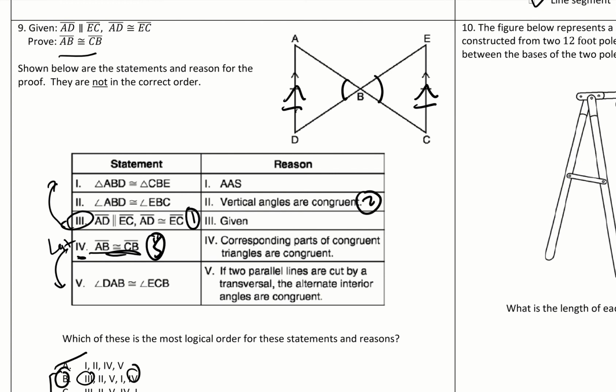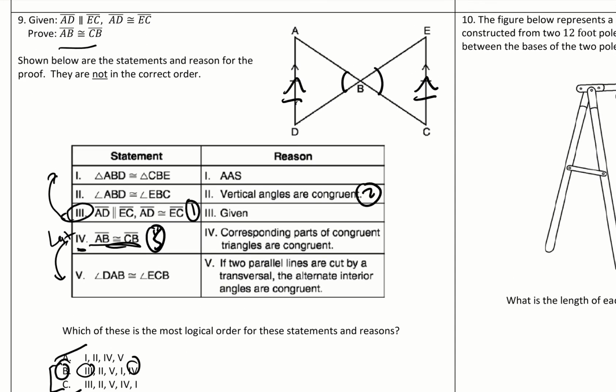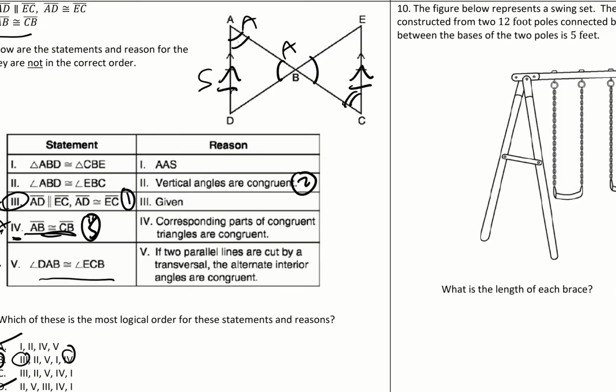That's congruent. And then because of that, if we look at the angles, since these are parallel, these have to be congruent because of alternate interior angles. And now that we know that this is true, we can say by angle, angle, side, that they're congruent. And that's the logical order of the steps. Okay, so that's why it's B.